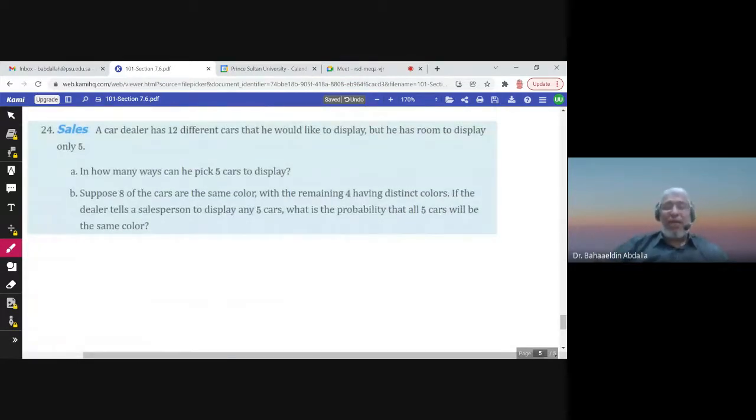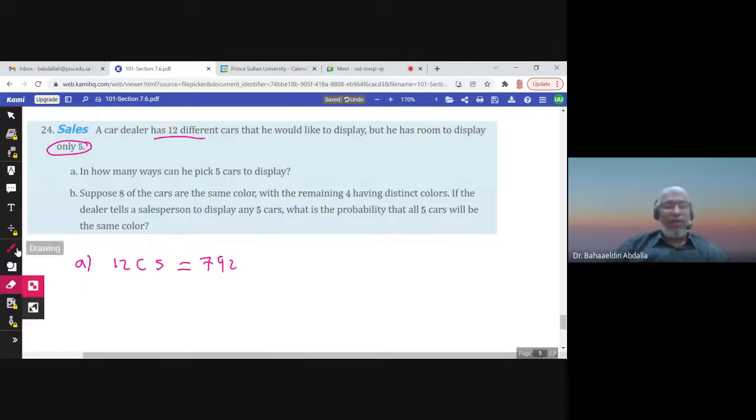A car dealer has 12 different cars that he would like to display, but he has room to display only 5. He has 12 cars and he wants to display only 5 of them. In how many ways can he pick 5 cars to display? Well, 12C5. That's the number. And you can use the calculator to find it if you like. 792.